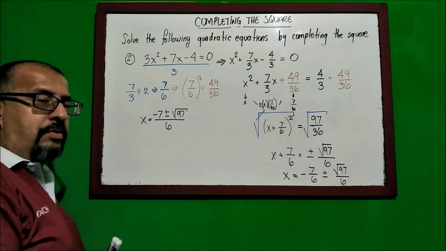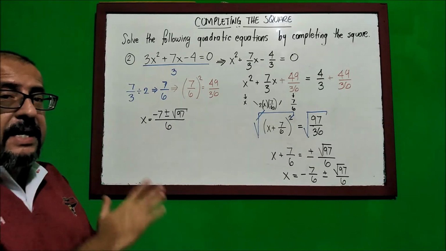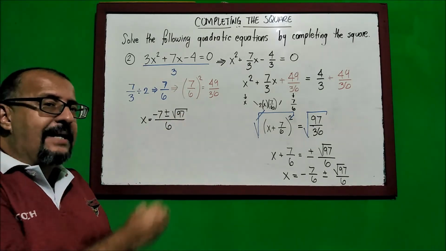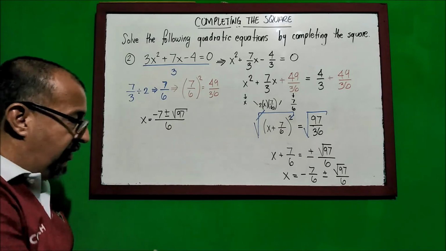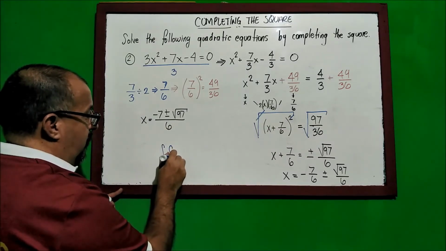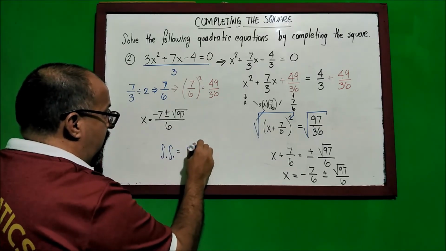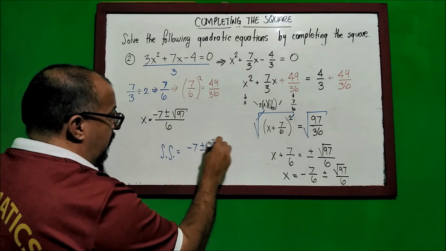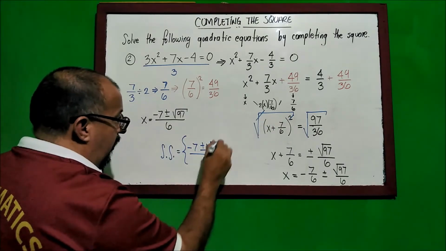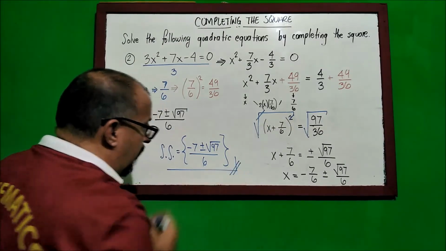Why do I leave the square root of 97 like that? Because 97 is a prime number and it cannot be simplified by any other number. Therefore, it doesn't have an exact square root. This is the final answer. So now we're ready to write the solution set, which will be negative 7 plus and minus square root of 97 divided by 6 as my solution set to this problem.